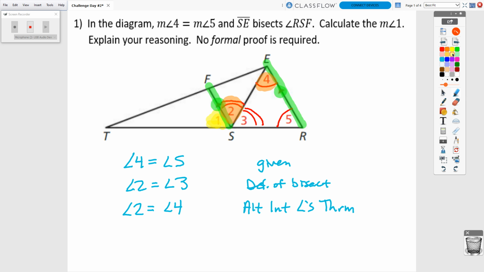Now, what about angle 5 and angle 1? Because I want to talk about angle 1 at some point in this problem, right? And notice angles 1 and 5 are corresponding angles. So angle 1 is going to be equal to angle 5 by the corresponding angles postulate or theorem. I'm not going to be picky about that. And so notice now, look at all these wonderful angles we've got. We know that 1 and 5 are the same. We know 2 and 4 are the same. We know 2 and 3 are the same. We know 4 and 5 are the same.